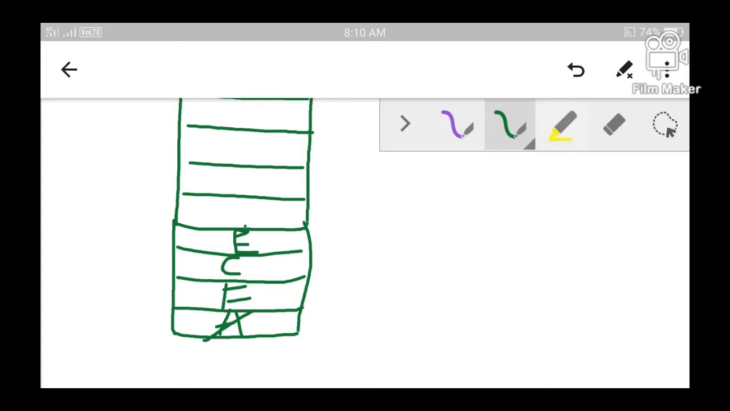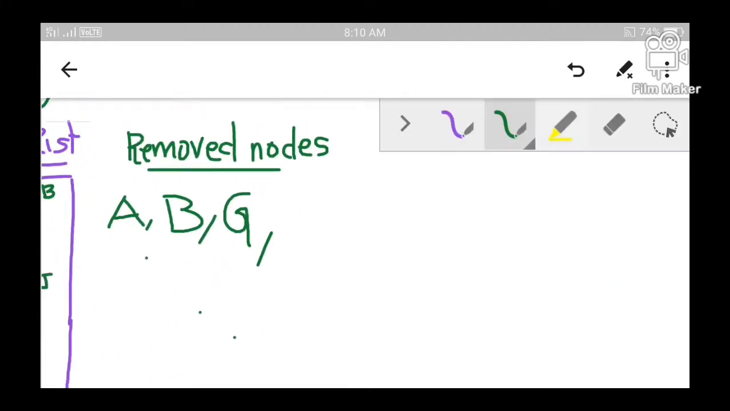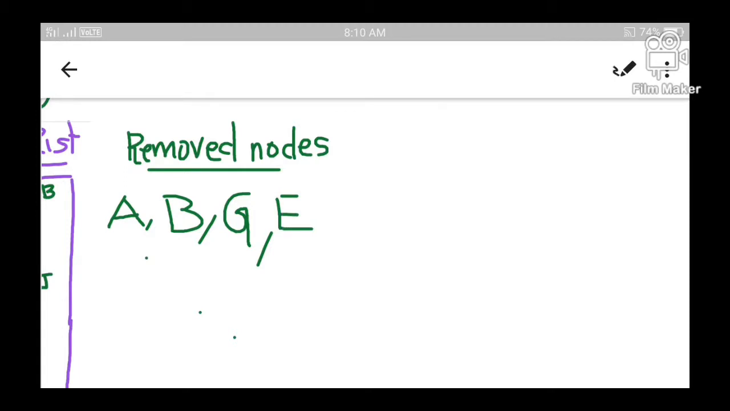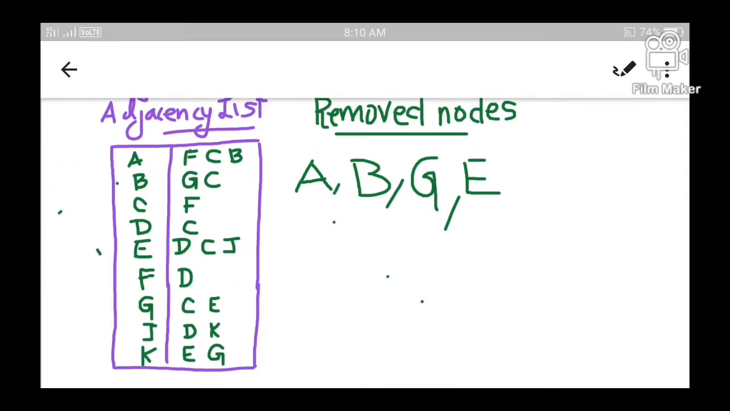Since E is pushed, again repeating the process, remove the topmost element from the stack. So I am going to remove the topmost element, which is E. So again I have removed the topmost element from the stack. Let me add it to the list of removed nodes. Now let us add all the adjacent nodes of E to the stack. Let us see which all are adjacent to E. D, C and J are adjacent to E.